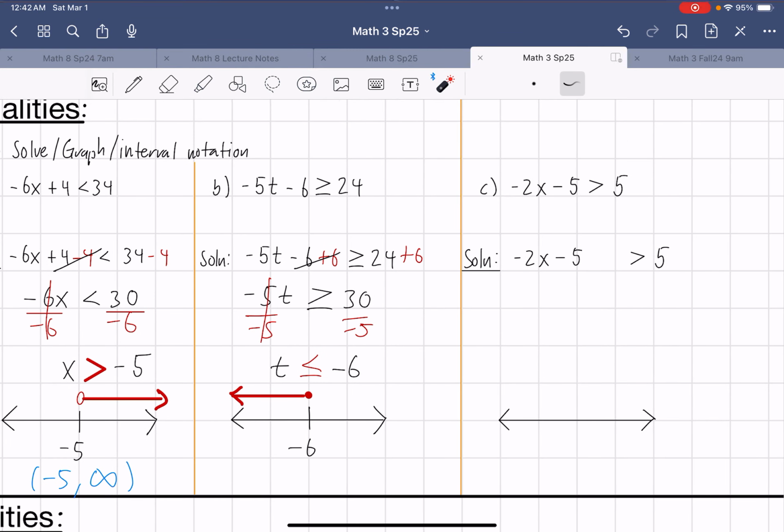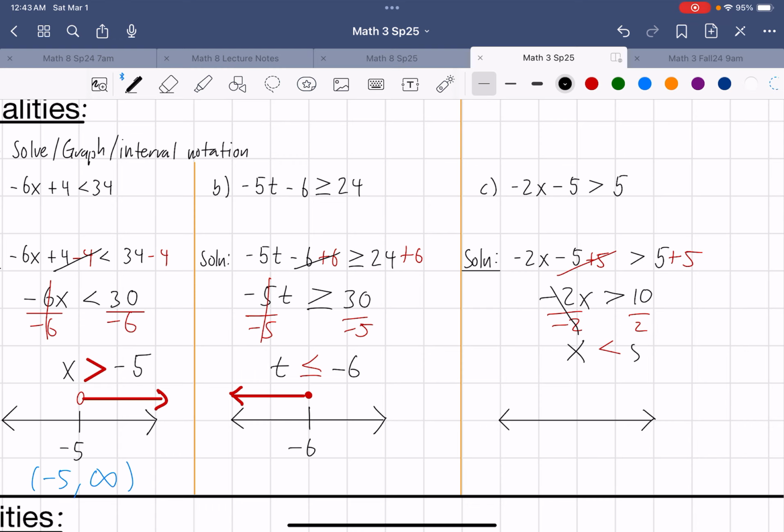Let's do one more really quick. I take care of the terms first, which the 5's cancel. Negative 2x is bigger than 10. Same trick again. We're going to divide by negative 2. Your inequality symbol is going to flip. And then the negative 2's simplify, and I'm left with a 5.